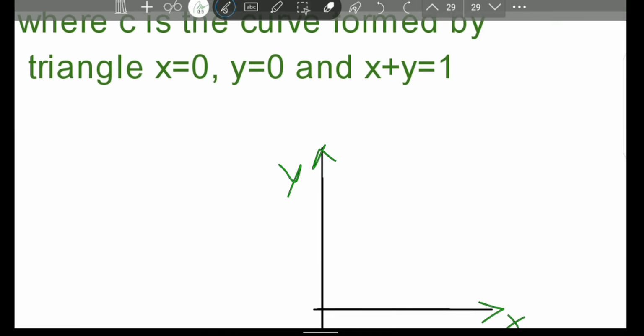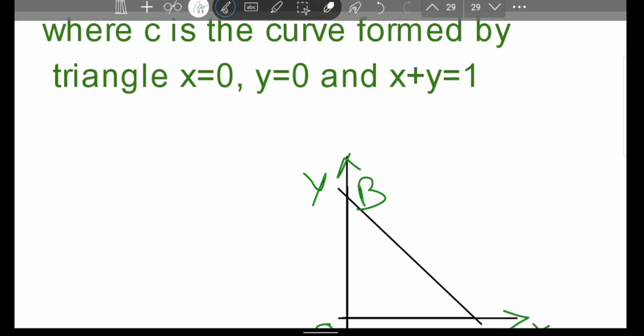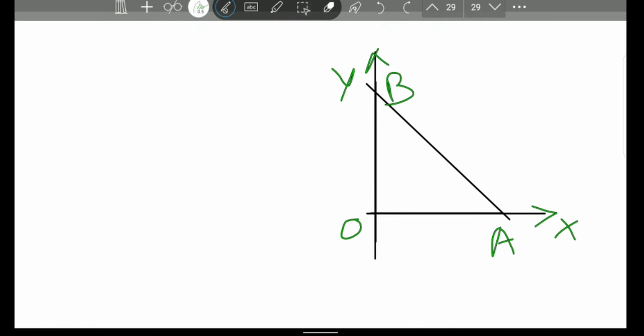Fine, we have drawn x equal to 0, y equal to 0. Now we need the line x plus y equal to 1. If we draw it, then we'll get a straight line. So we want to verify Green's theorem on a triangle OAB, and the integral is given to us. The triangle is given to us and the integral is also given to us.